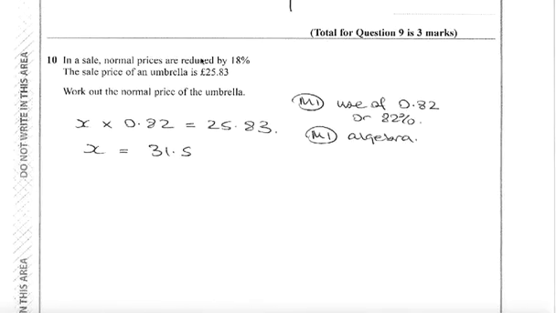Question 10. If in a sale, normal prices are reduced by 18%, that means we have 82% of the original amount left. So the original amount times 82% is 25.83. So divide that through, X is £31.50.